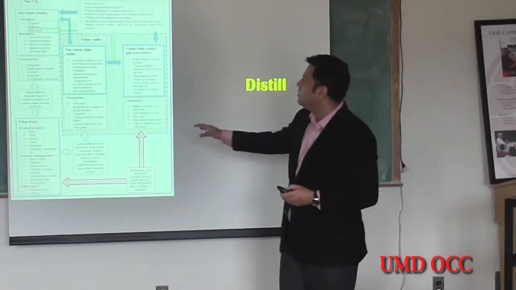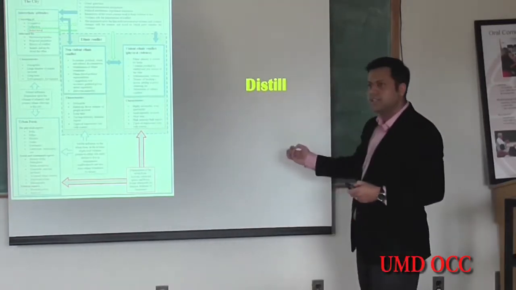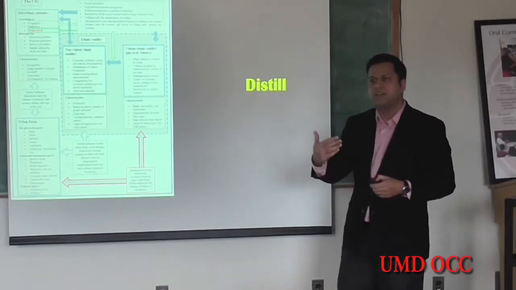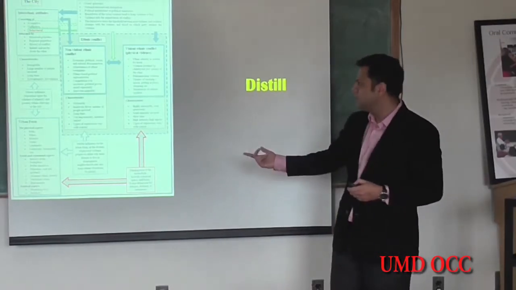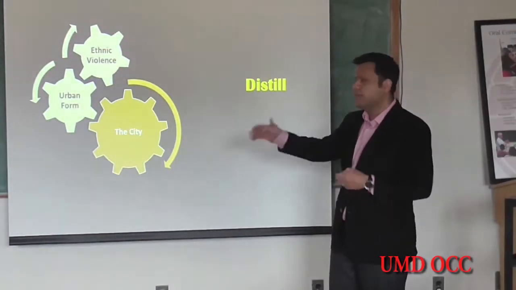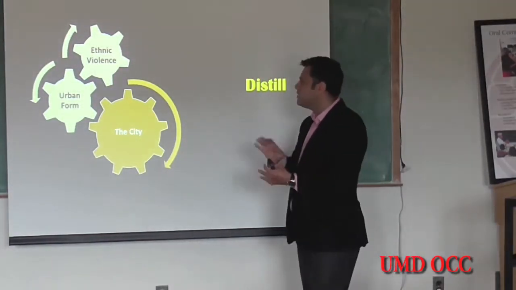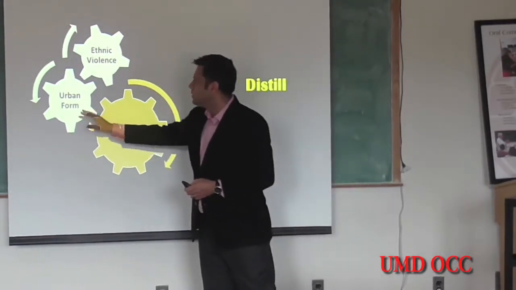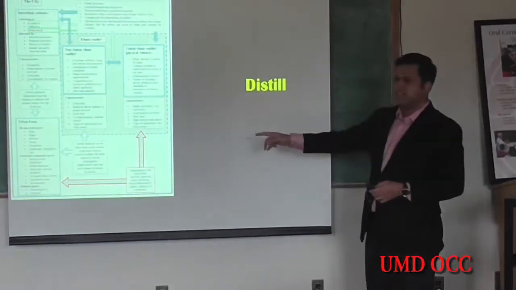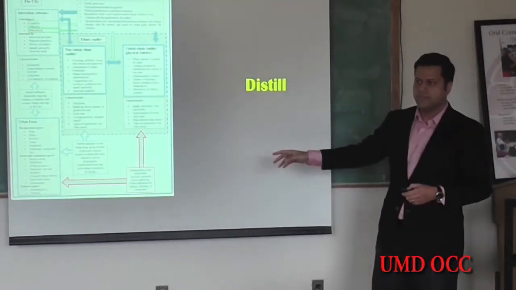So if I have something like this, you have to distill it and ask yourself, first, what do I really want to say? In this image, what I really want to say is this. My research deals with city and ethnic violence, so I'm saying the city, the urban form, and ethnic violence are interrelated. That's the gist of that, right?